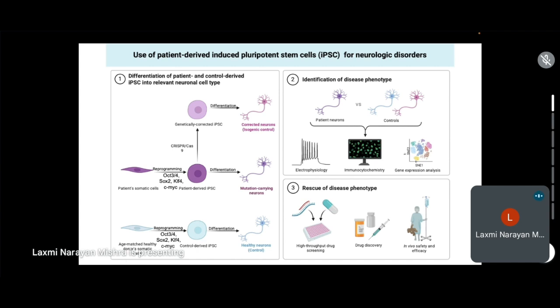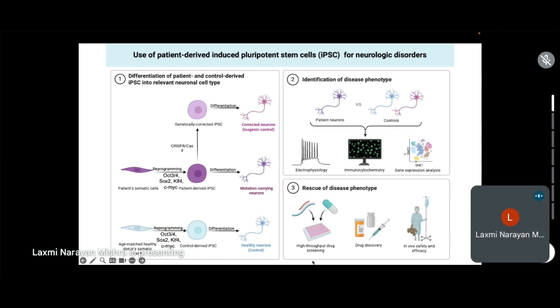We are going towards drug discovery. So then we will identify the disease phenotype. We have patient neurons coming from the mutation. We have 2 types of control: one is healthy control, one is isogenic control, which is corrected neurons. And then we perform several different studies like electrophysiology, immunocytochemistry, RNA sequencing, bulk RNA sequencing, single cell RNA sequencing. RNA sequencing will give us the messenger RNA profile, basically. Immunocytochemistry will give us the protein profile, and electrophysiology will give us how the signals are going through those neurons.